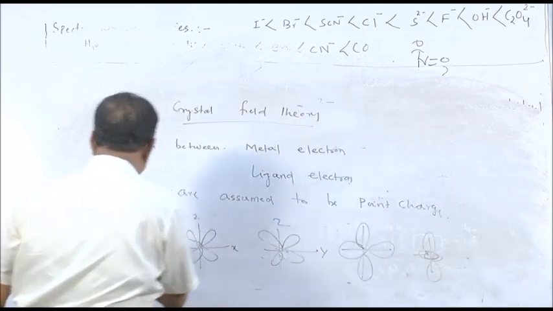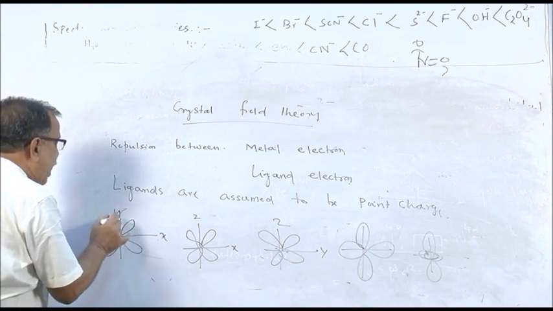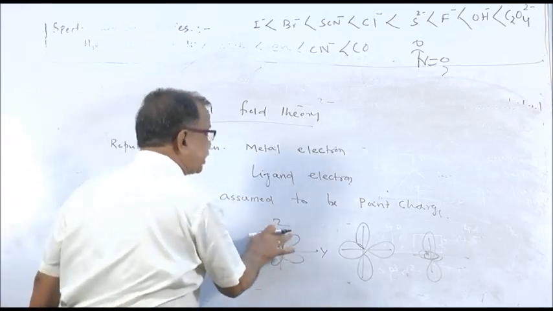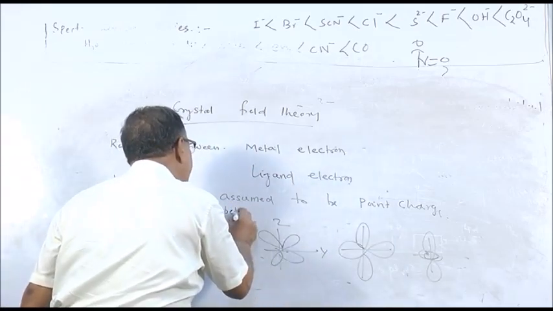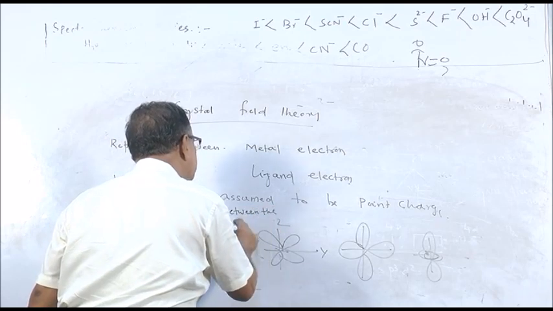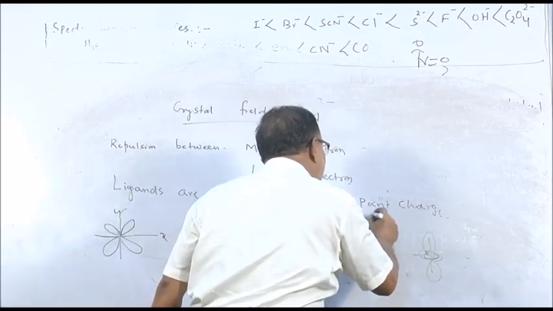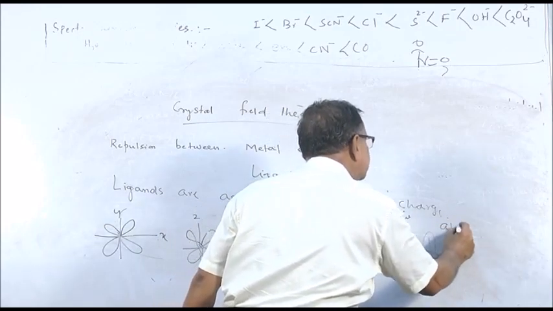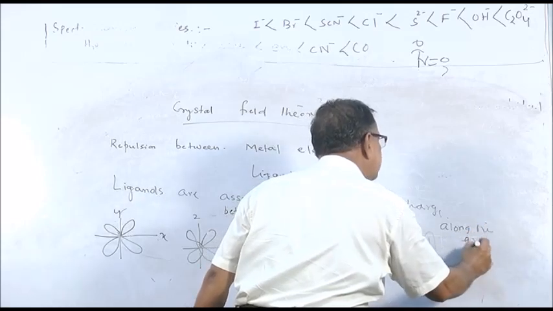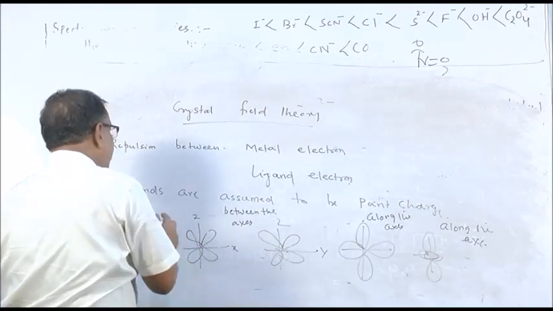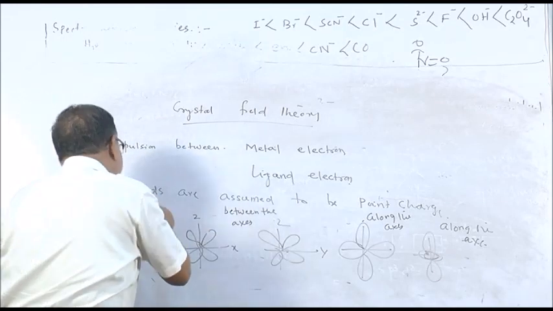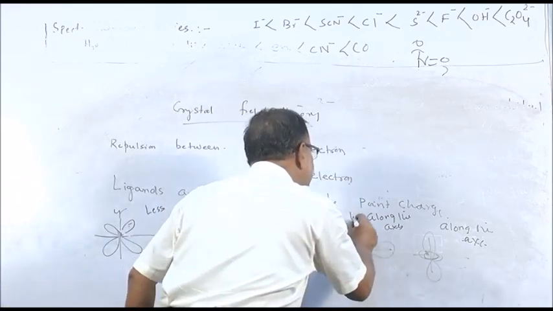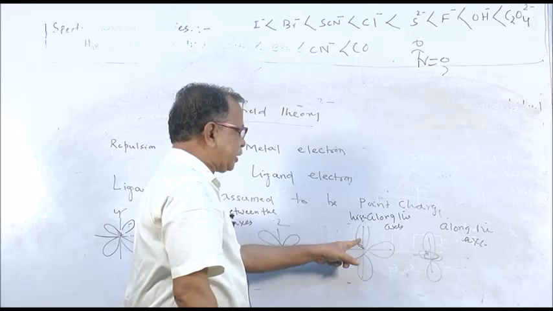You look at here, these remain between the lobes. dxy, dxz and dyz remain between the axes, while these are along the axis. So for those between the axes, the repulsion of the ligand toward the metal electrons will be less here. For those along the axis, the repulsion will be high. Due to more repulsion, it will take high energy.